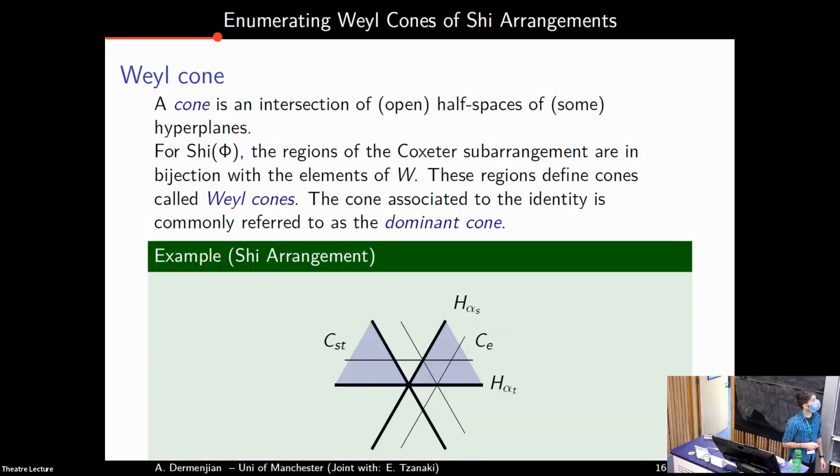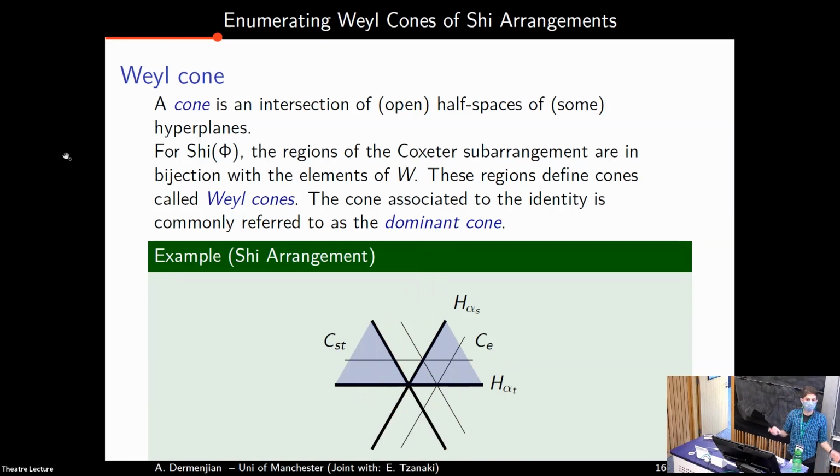And we're going to try to decompose these a little bit more, into areas called Weyl cones. So a cone in general is going to be an intersection of open half spaces of some of the hyperplanes. And a Weyl cone is in particular going to be the intersection of open half spaces when we look at the Coxeter arrangement. So what you'll notice is I've been keeping the Coxeter arrangement bolded here, so we can always keep track of where it is.